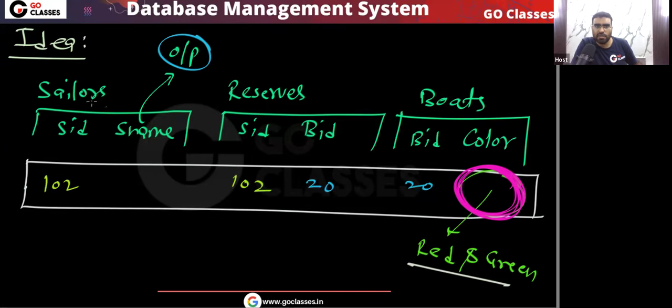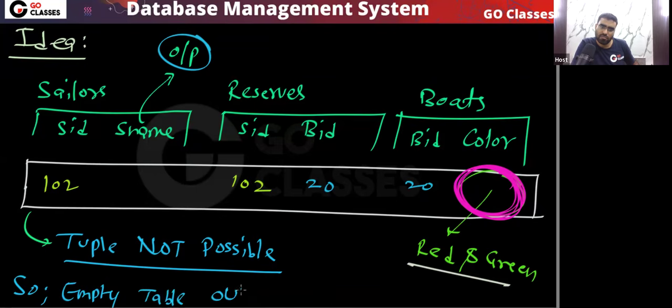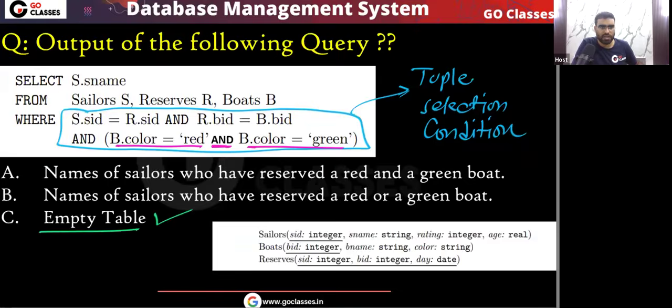Tell me. In the cross product of these three, will you get this type of tuple where you have red and green both simultaneously? No, you will never get it. So empty table. Yes or no? This type of tuple is never possible. So the output will be an empty table. Okay. So finally, for this question, the answer will be option C. Is this clear?